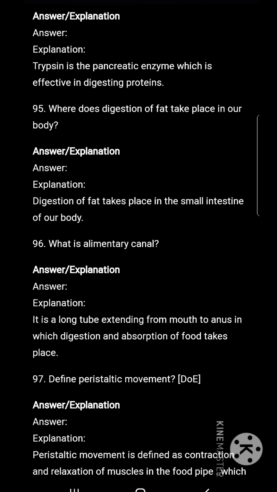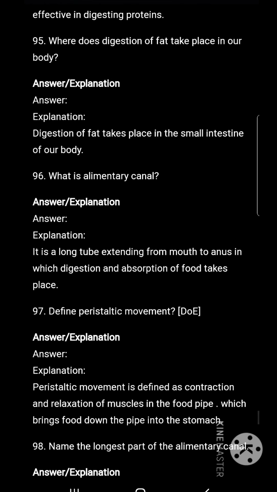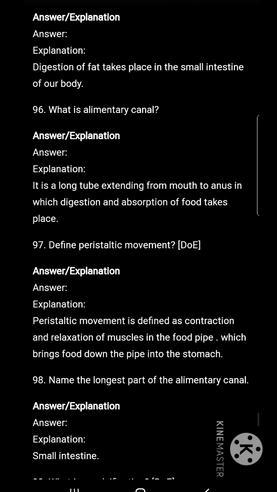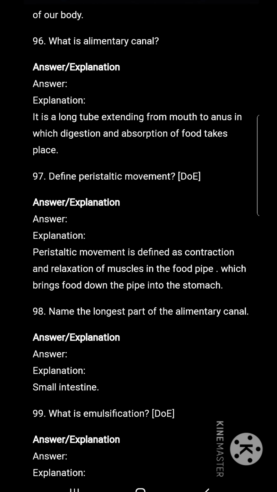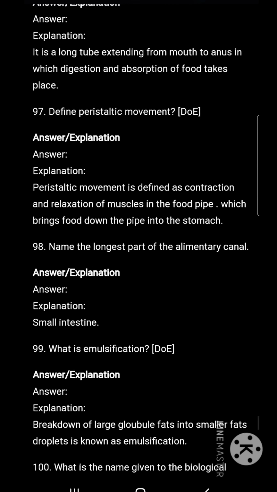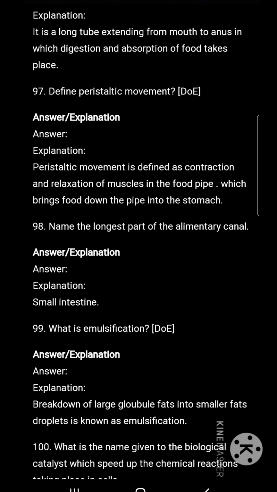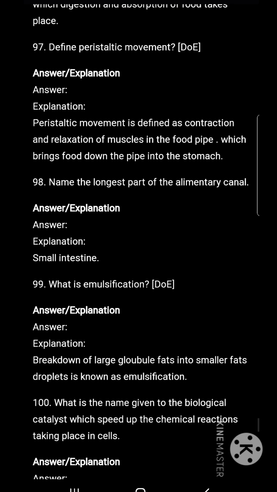Where does digestion of fat take place in our body? Digestion of fat takes place in the small intestine of our body. What is the alimentary canal? It is a long tube extending from the mouth to the anus in which digestion and absorption of food takes place. Define peristaltic movement.